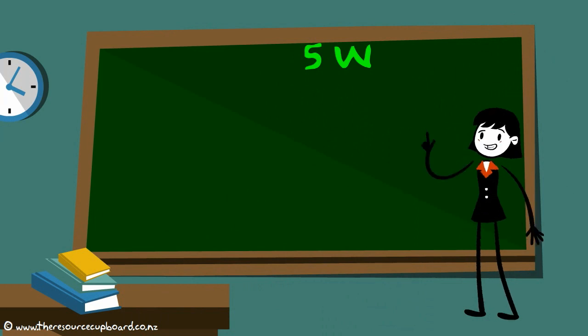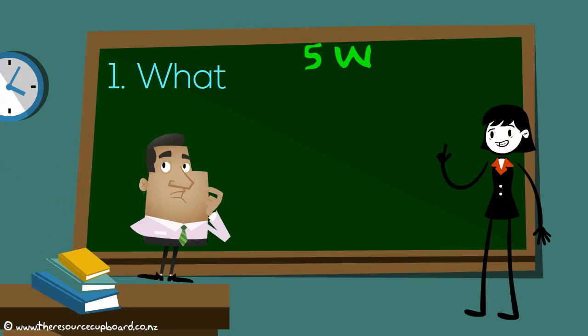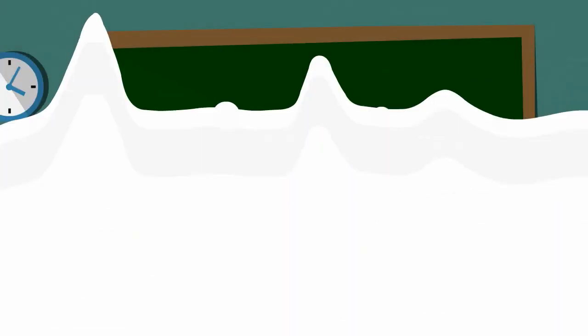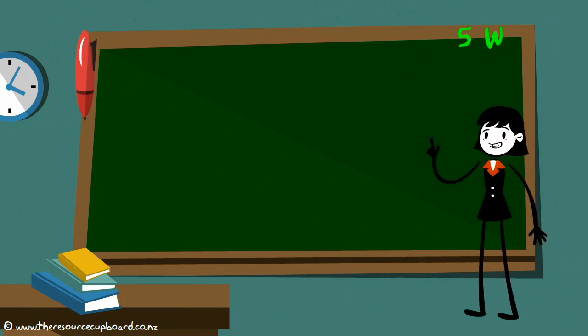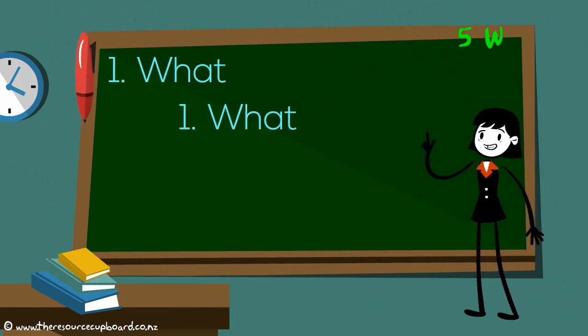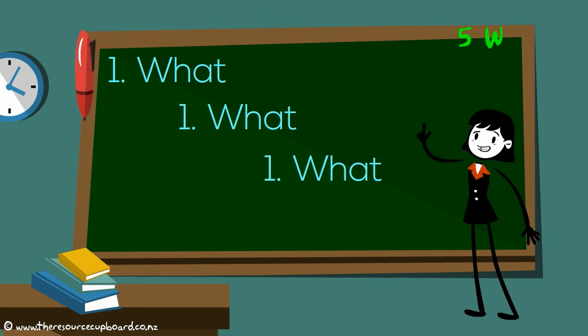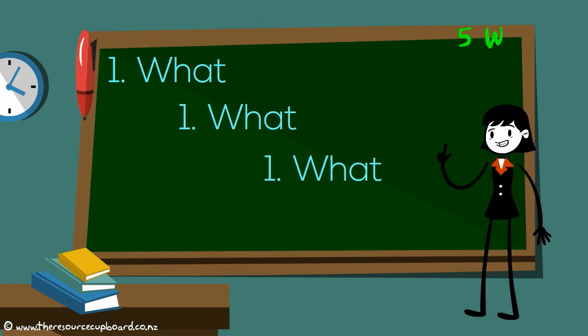Funny that. The first W is what. What does that mean? Record on your 5 W's chart what happened, or what the story was about, or what the article was about, and other such what things like that.